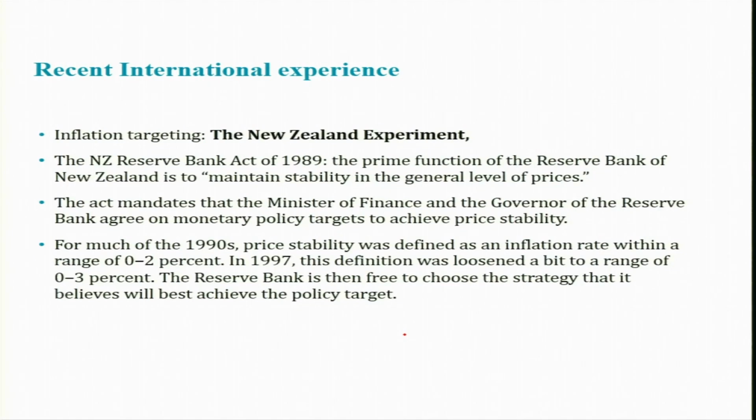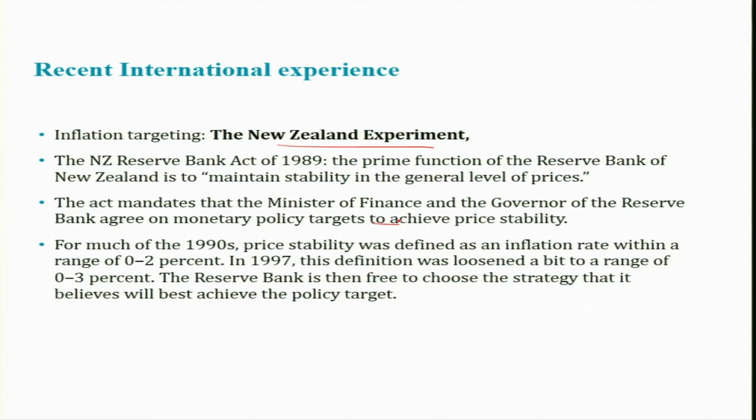So, let us now review some recent international experience. Inflation targeting was especially championed by New Zealand, which was the first to introduce it. Under the New Zealand Reserve Bank Act of 1989, the prime function of the Reserve Bank of New Zealand is to maintain stability in the general level of prices. The act mandates that the Minister of Finance and the Governor of the Reserve Bank agree on monetary policy targets to achieve price stability.